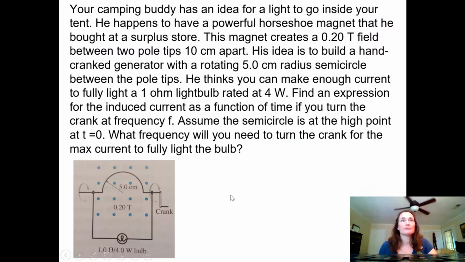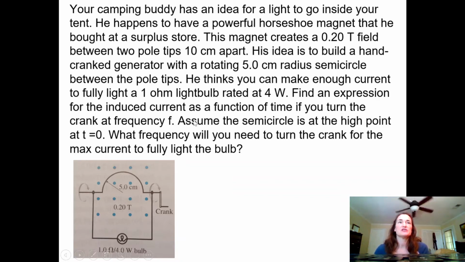Let's do an example problem. Your camping buddy has an idea for a light to go inside your tent. He happens to have a powerful horseshoe magnet that he bought at a surplus store. This magnet creates a 0.2 Tesla field between two pole tips that are 10 centimeters apart. His idea is to build a hand crank generator with a rotating 5 centimeter radius semicircle between the pole tips. He thinks you can make enough current to fully light a 1 ohm light bulb rated at 4 watts.